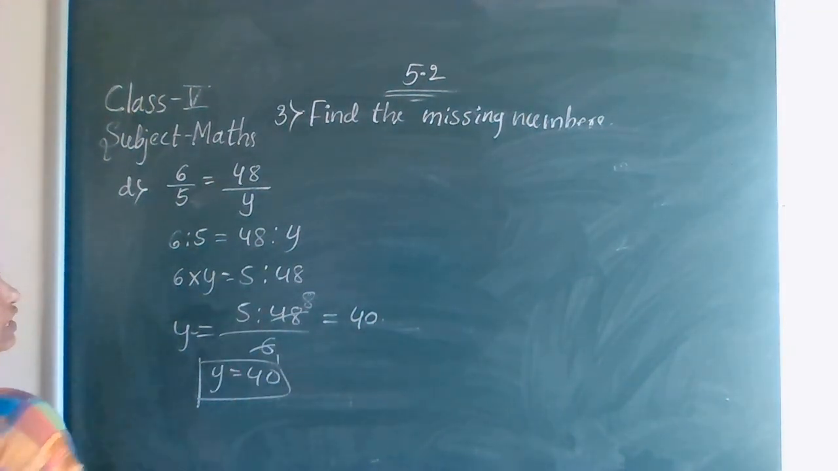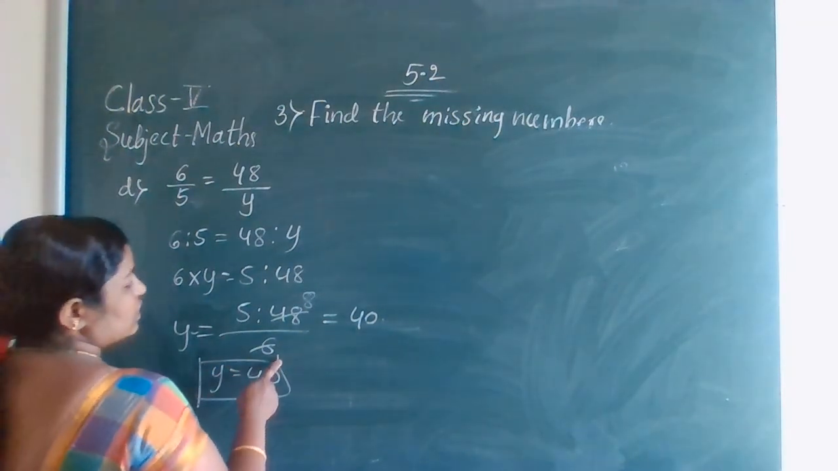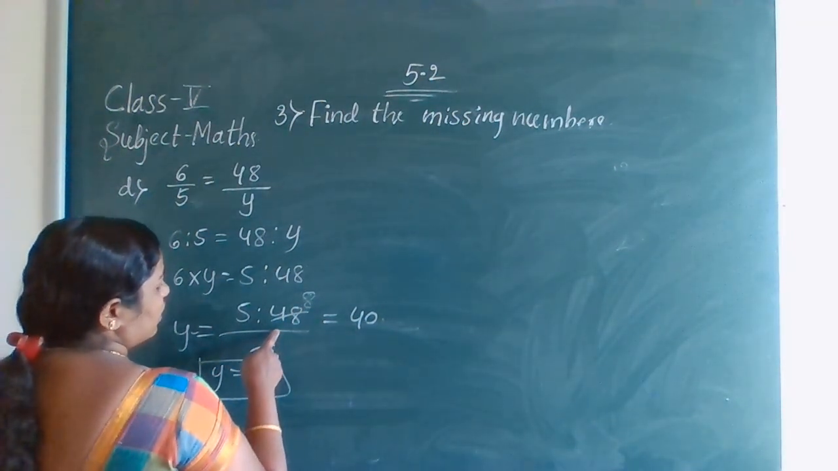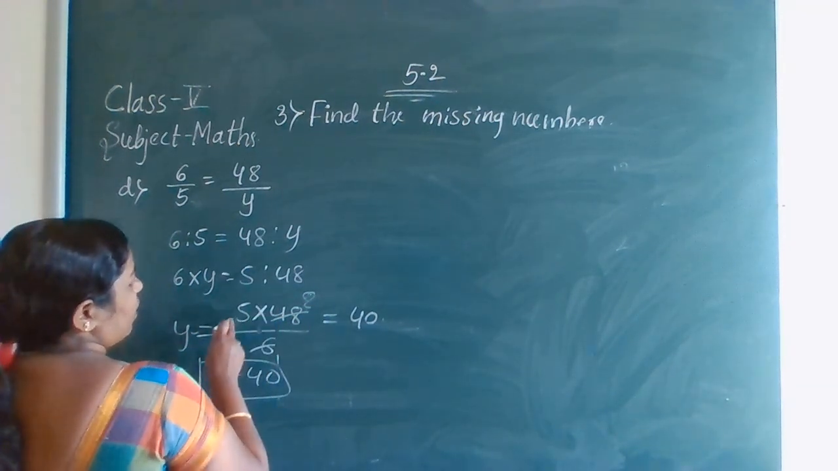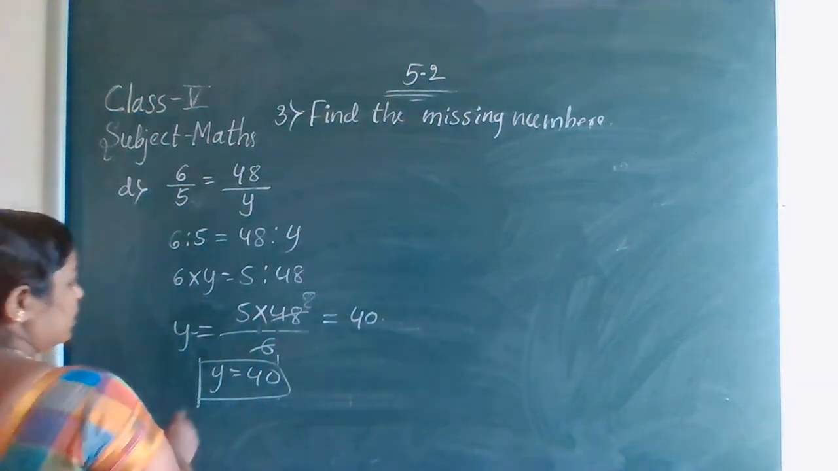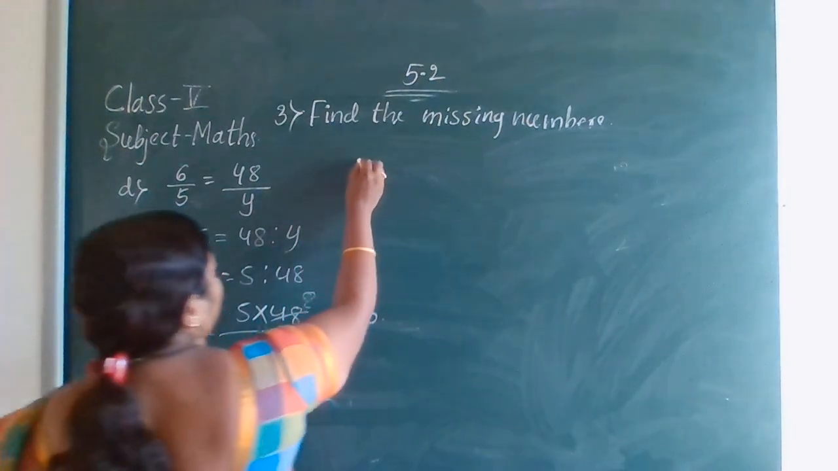So this is nothing but simplification. 6 ones are 6, 6 eights are 48. So then 5 eights is remaining. 5 eights are 40. Y is equal to 40.